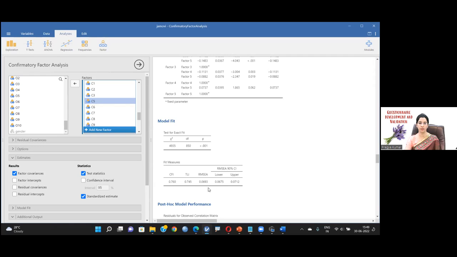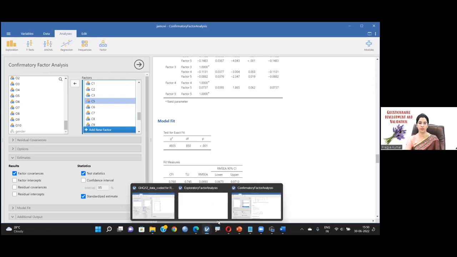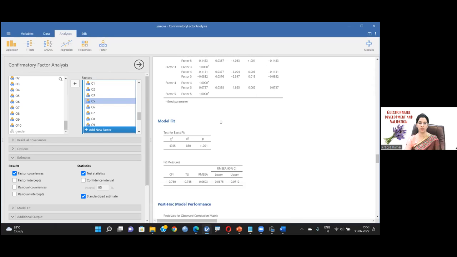And then again, the rule is that you should not delete more than 20% of your initial items. Like if the total number of items in this case is 50, then you should not delete more than 10. So up till 10, it is recommended. I mean, it is not recommended, it is permissible. So that's the confirmatory factor analysis.